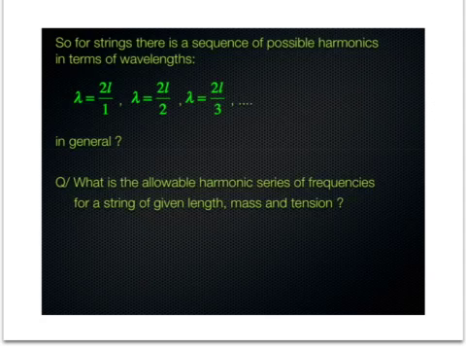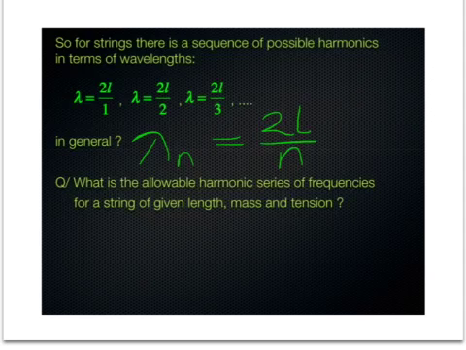So for strings there is a sequence of possible harmonics in terms of wavelengths. We can try and find a pattern. The wavelength for the first harmonic is 2L upon 1. For the second harmonic it's 2L upon 2. For the third harmonic 2L upon 3, and so on. So the pattern for any particular harmonic n in terms of the wavelength will be equal to 2L upon n, where n is the number of the harmonic. So n can be any number, 1, 2, 3, 4, 5, and so on.